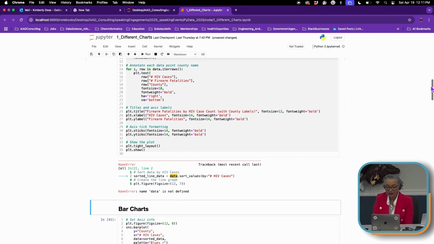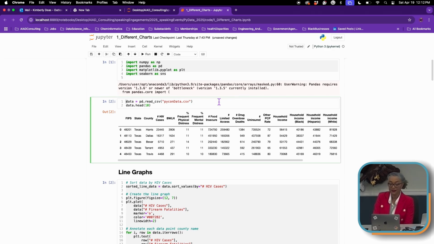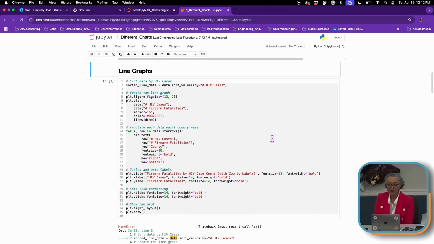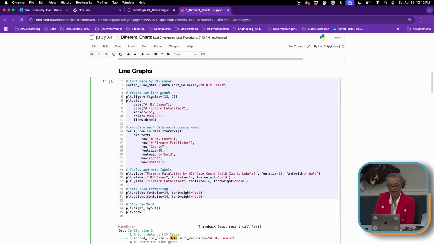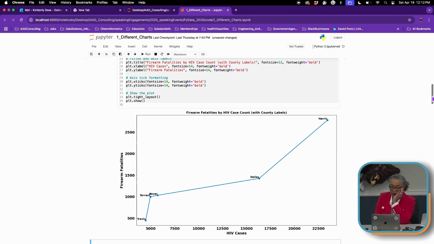And of course, it didn't work. Let's see what happened here. Data is not defined. Oh, did I run my data? No, I ran data. I thought I did that. Okay. All right. Once again. Okay, here we go.